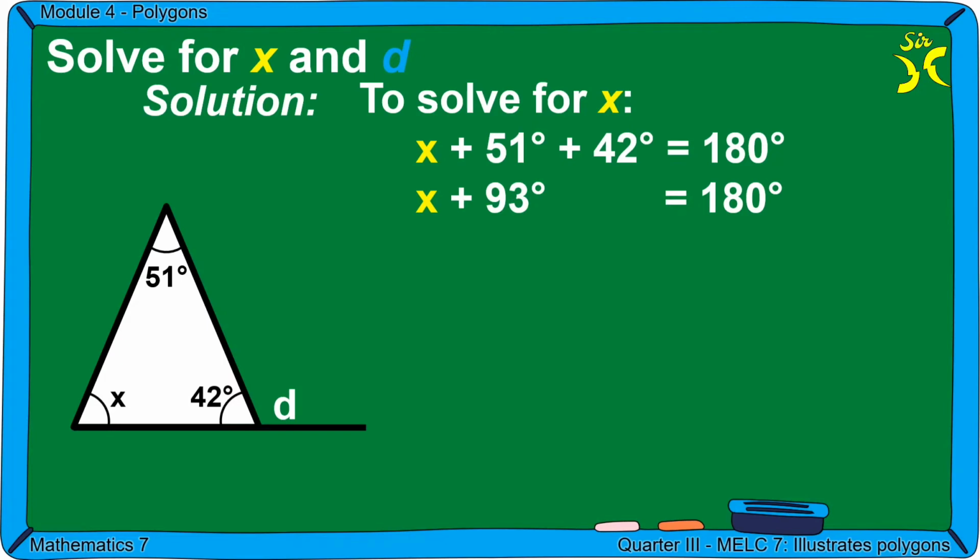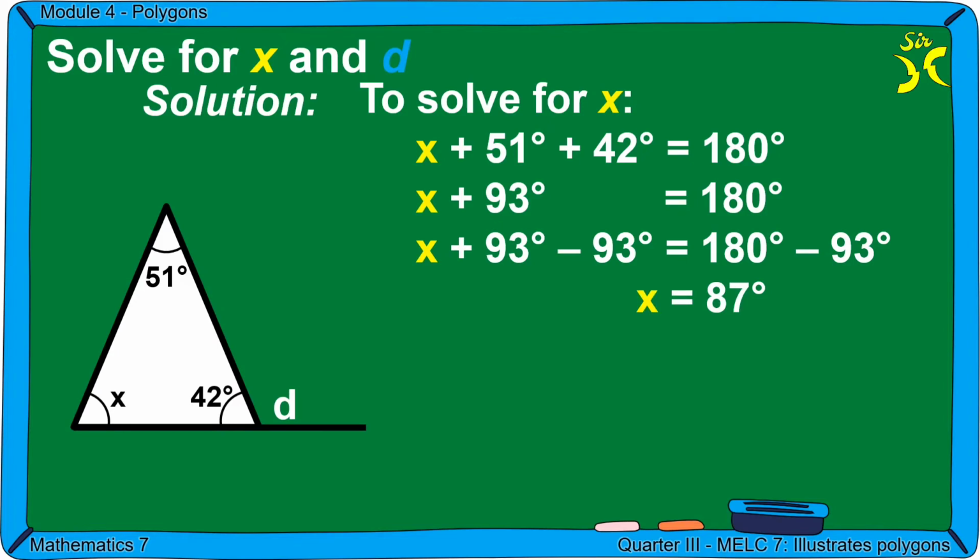51 degrees plus 42 degrees is equal to 93 degrees. Then, subtract both sides of the equation by 93 degrees. And 180 degrees minus 93 degrees is equal to 87 degrees. So the value of x is equal to 87 degrees. And now, let's solve for D.